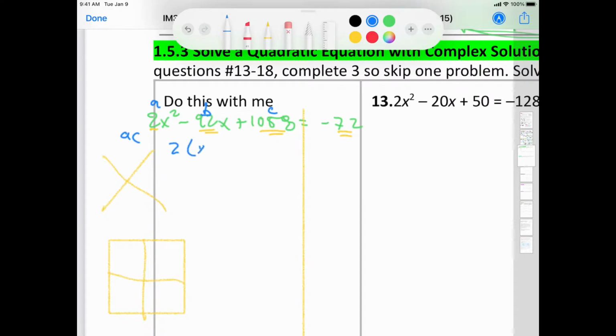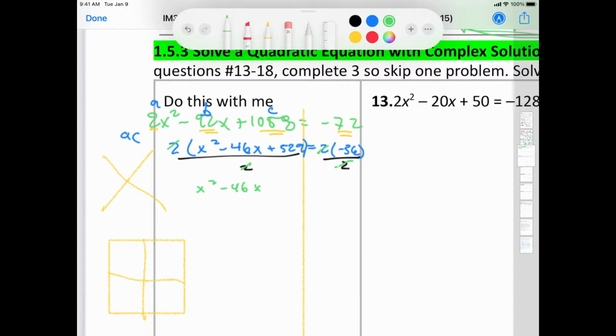Watch this. x squared minus 46x plus 529 equals 2 times negative 36. And if I divide by 2, then these 2's will cancel. So then you're left with this smaller quadratic equation.